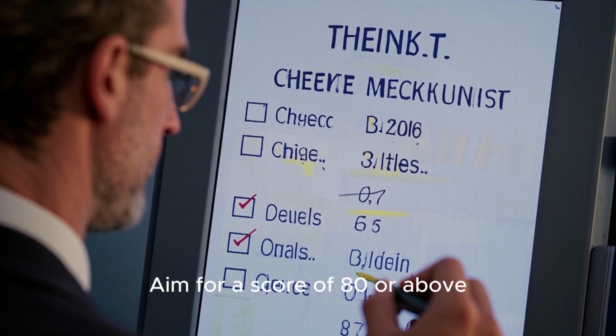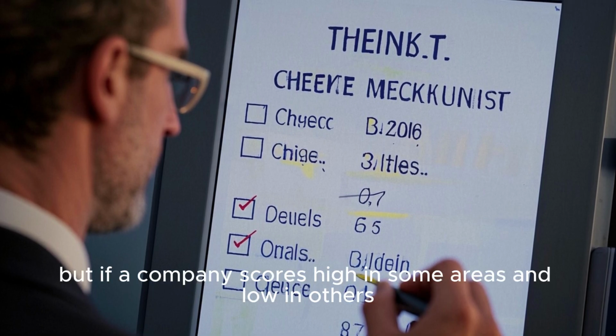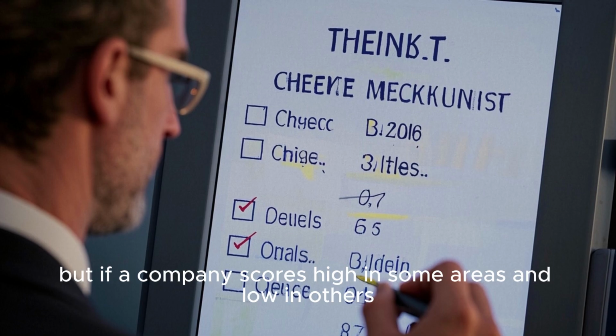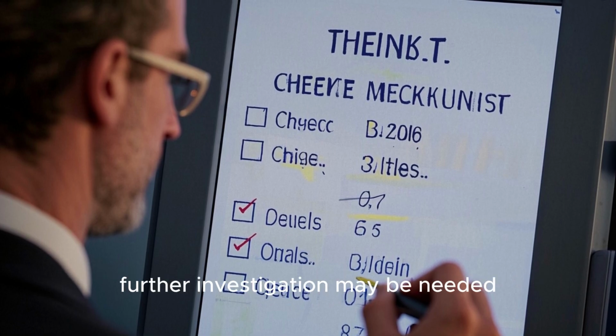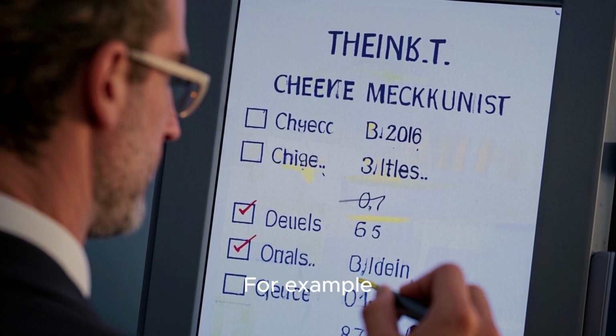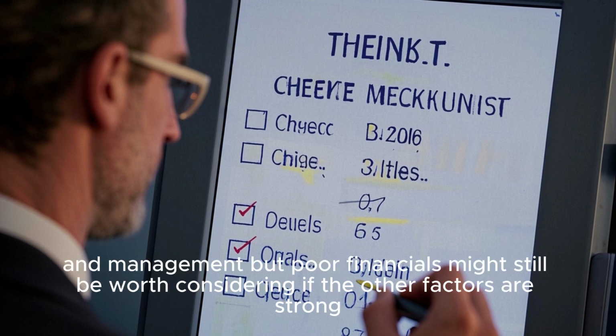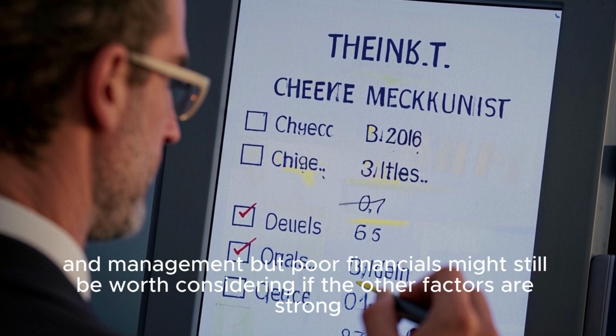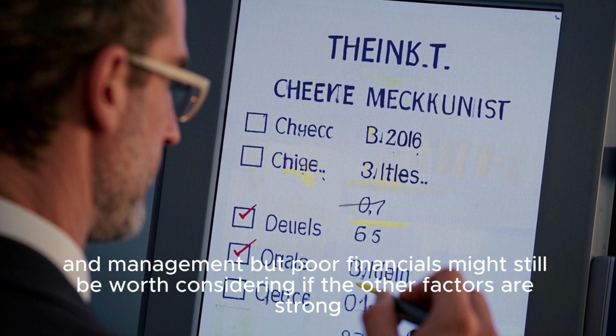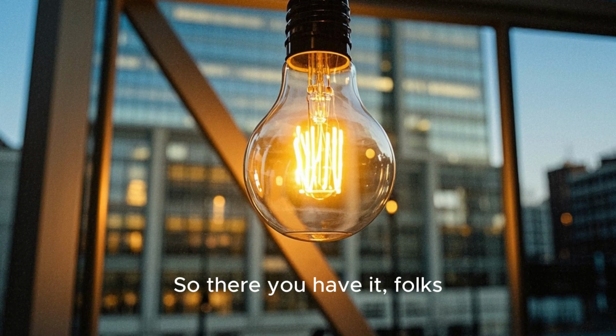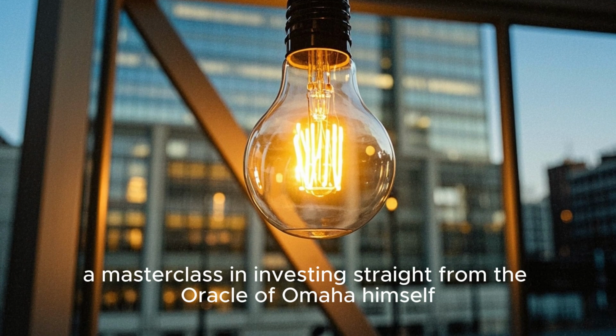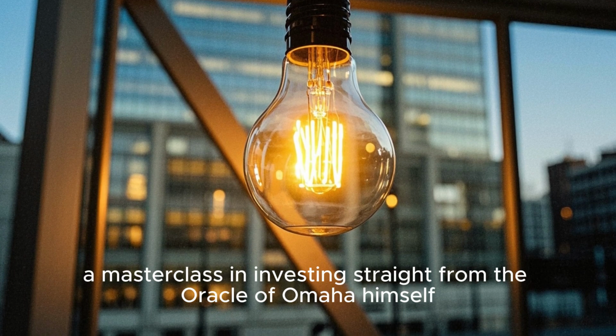Aim for a score of 80 or above, but if a company scores high in some areas and low in others, further investigation may be needed. For example, a company with a great product and management but poor financials might still be worth considering if the other factors are strong. So there you have it, folks, a masterclass in investing straight from the Oracle of Omaha himself.